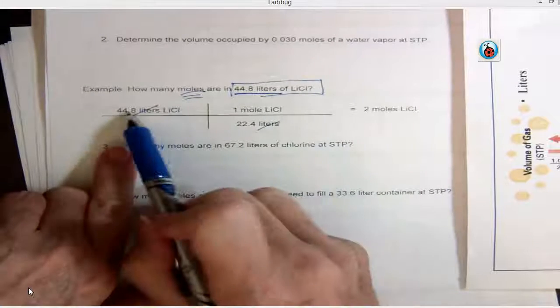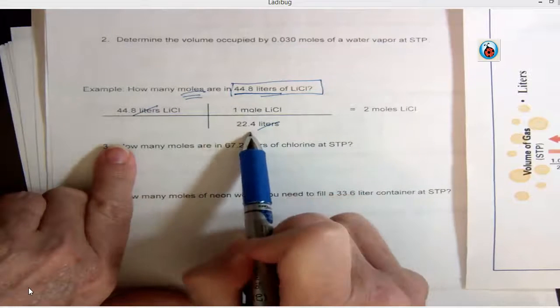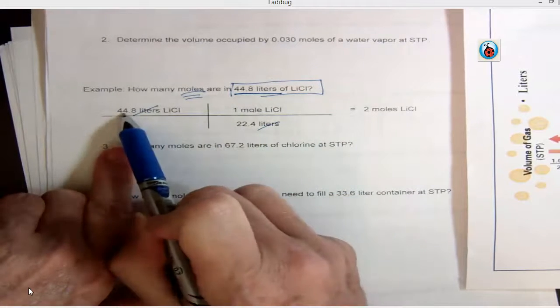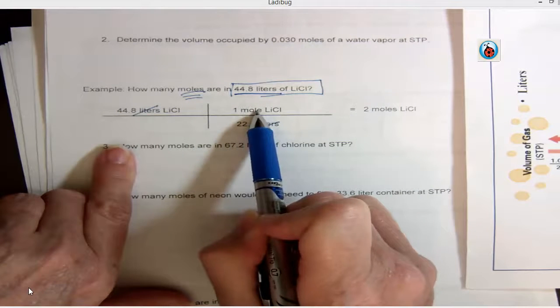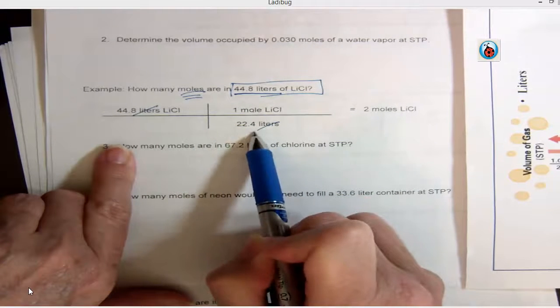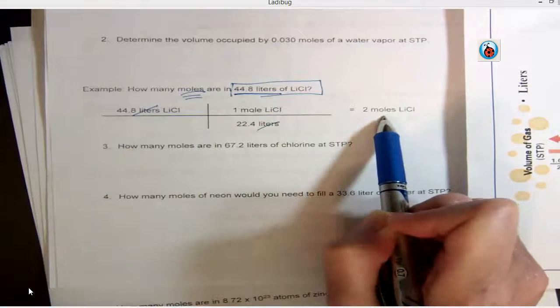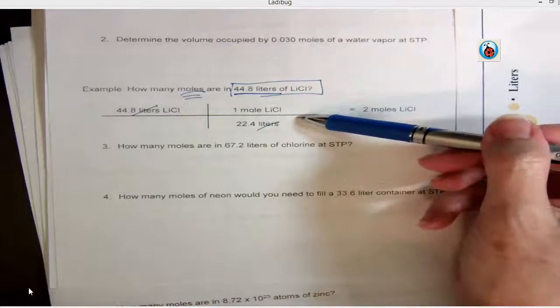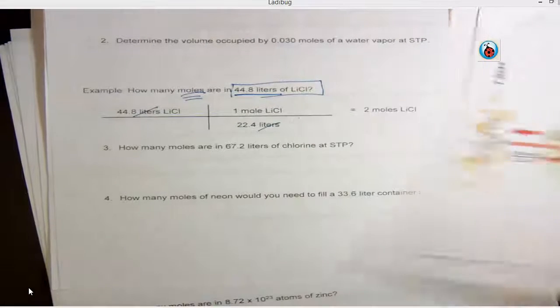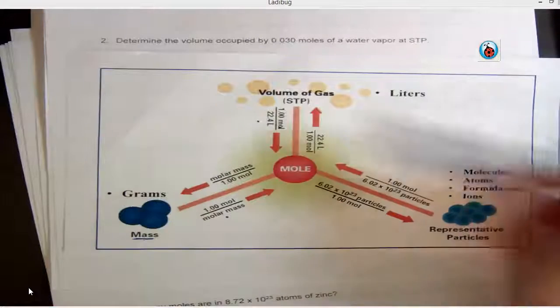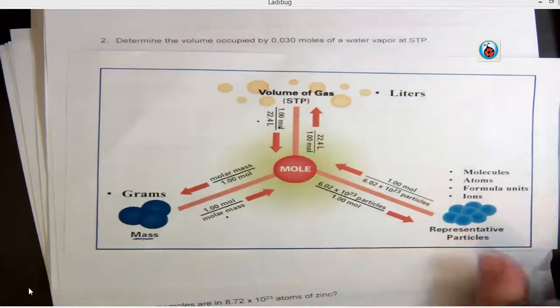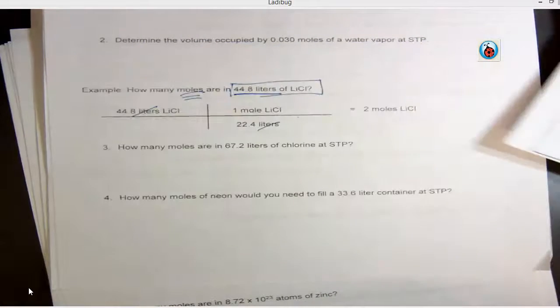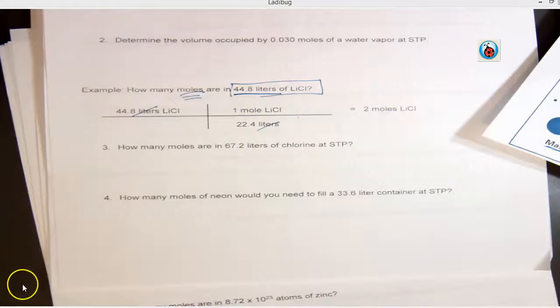And again, I'm going to do the same process. Multiply across the top, divide by the bottom. So 44.8 times 1 is 44.8 divided by 22.4 equals 2 moles. So I'm going to do that same thing here. Set up your train tracks. Solve just like this. These are the easiest ones to solve for. Liters to moles and moles to liters. Again, you do not need molar mass to solve. Let me know if you have any questions.